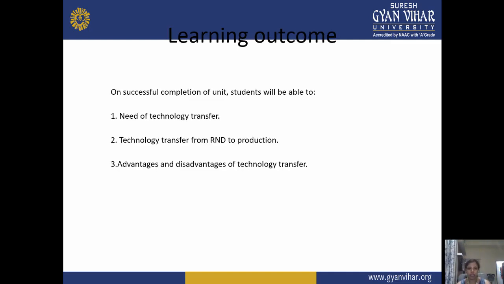Now, on completion of this unit, the learning outcome is the need of technology transfer. Why are we doing technology transfer, and what if we are not doing it? All this you will come to know. Other than that, technology transfer from R&D, that is research and development, to production: what is the process, what are the steps involved, and how we can transfer the technology from R&D to production or from one production unit to another. Advantages and disadvantages of technology transfer will also be discussed in this unit.